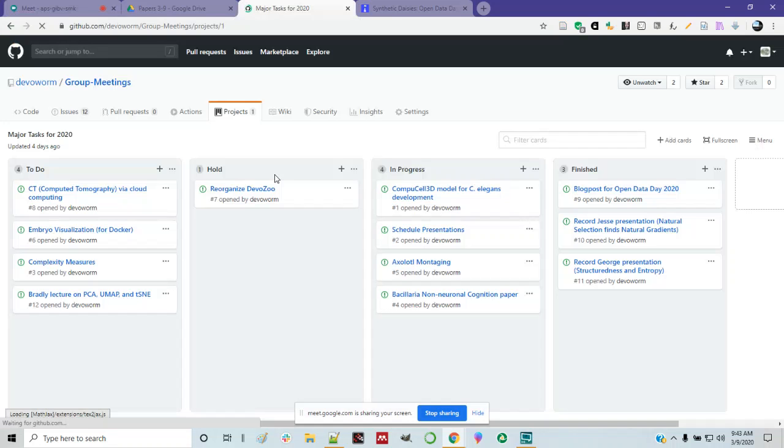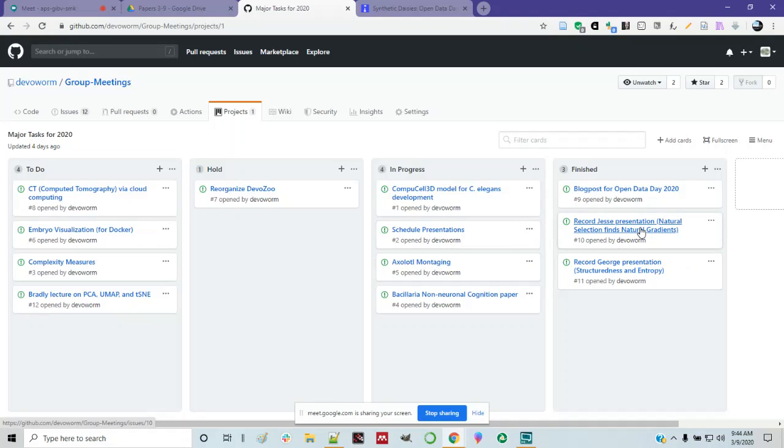So let's revisit our tasks. We have a couple of things in the hold, to do, and in progress categories, and some things that are finished. Today I'm going to record George's presentation on structuredness and entropy. I invited him to give a talk, and next week hopefully I'll play it for the group. He published a paper recently on this topic, so he's going to present on this.